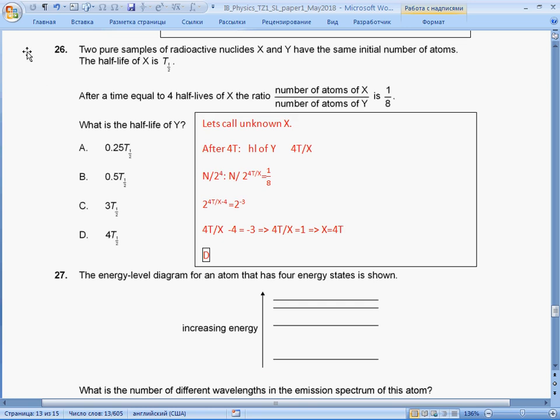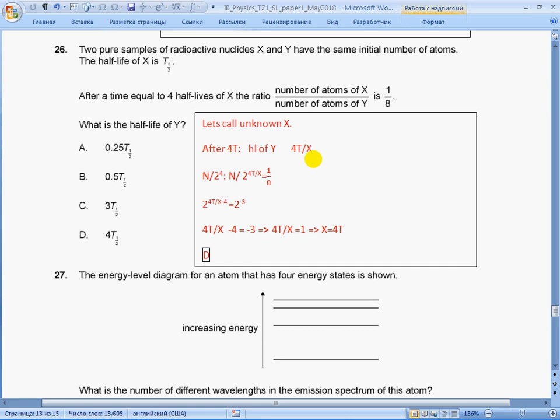26. The two pure samples of radioactive nuclides X and Y have the same initial number of atoms. The half-life of X is T. After 4 half-lives of X, the ratio is 1/8. What is the half-life of Y? Let's call the unknown x.